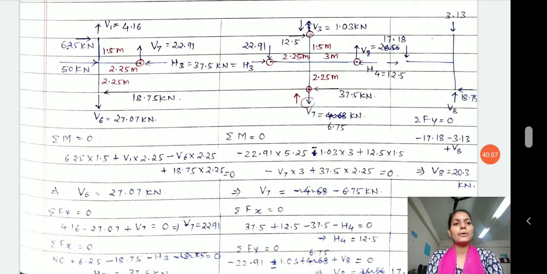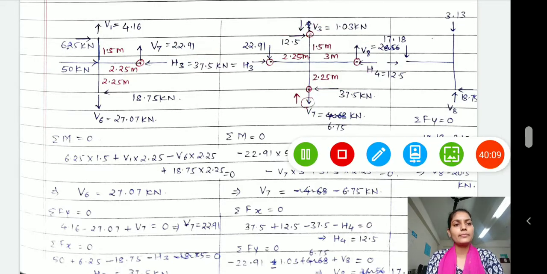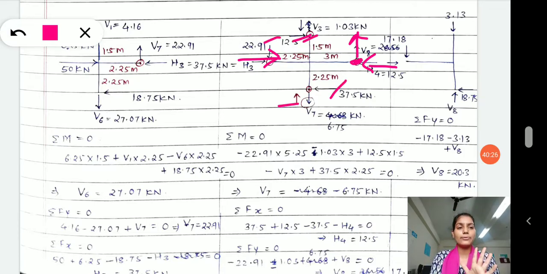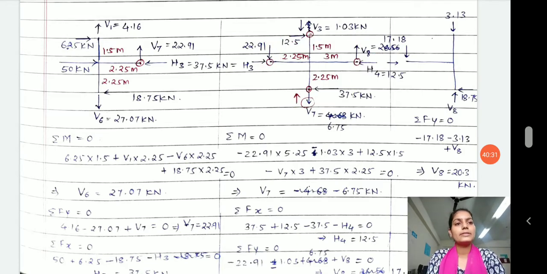So let's take a moment equation first of all. Summation of moment at this point will be 0. What forces will not contribute to it? These three forces will not contribute to the moment equation. The rest, how many forces? 2 here, 1 here, 3, 4, 5. So 5 forces into perpendicular distance. Okay, let's solve it.